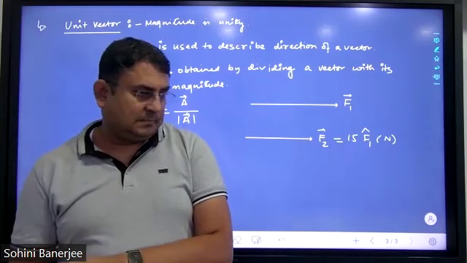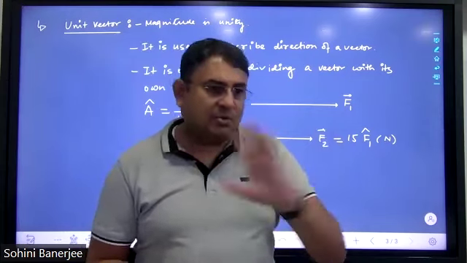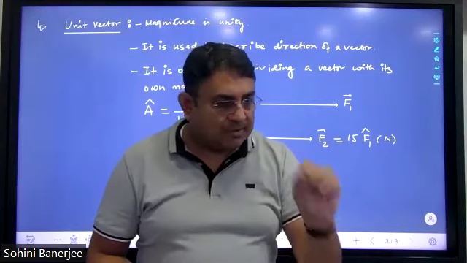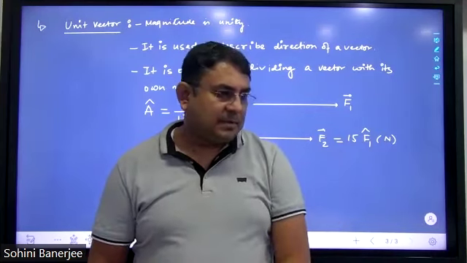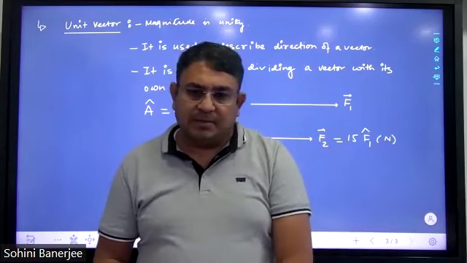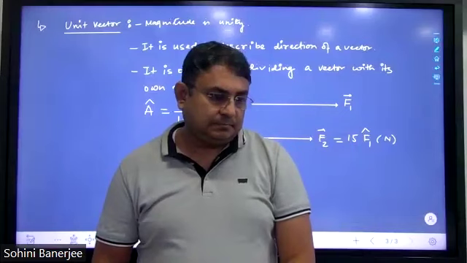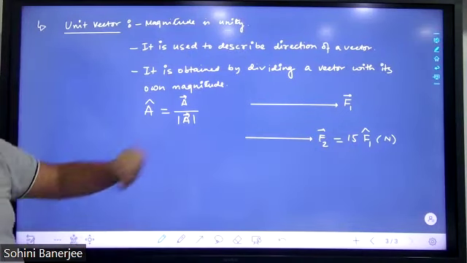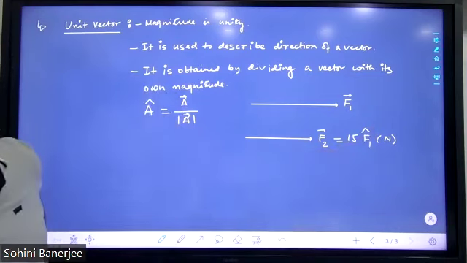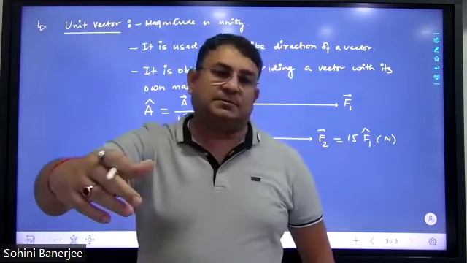Getting the point? You are given with a vector F1. That direction is known to you. Regarding F2, what is stated? That F2 got the same direction that of F1. So how to write it mathematically? F2 equals to some magnitude, say 15 Newton. Direction is along F1. Along F1 is F1 cap. So F2 equals to 15 F1 cap. Clear? That is how we represent the direction of one vector for another vector.